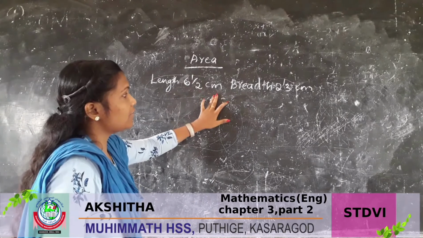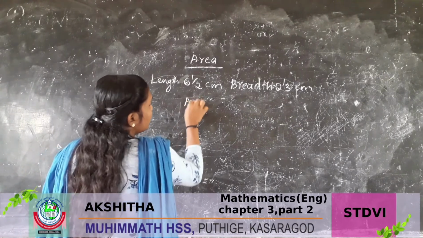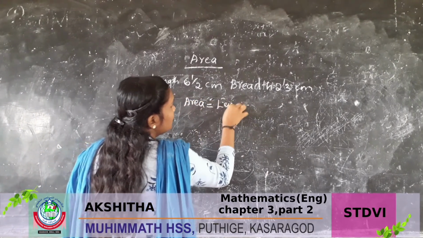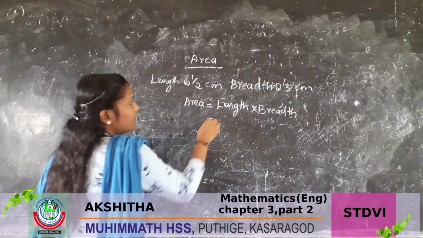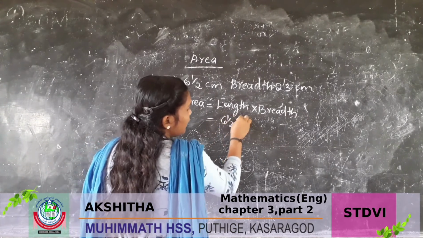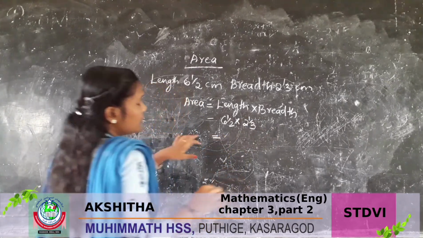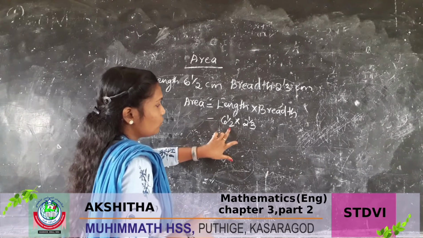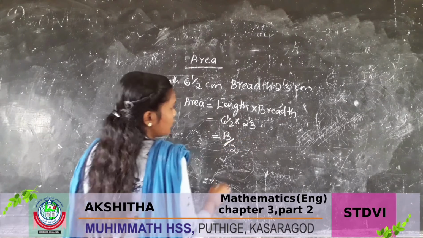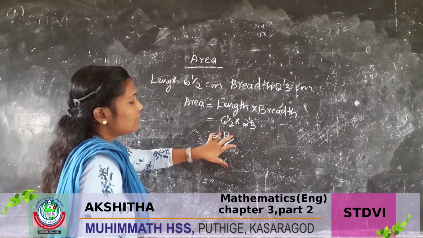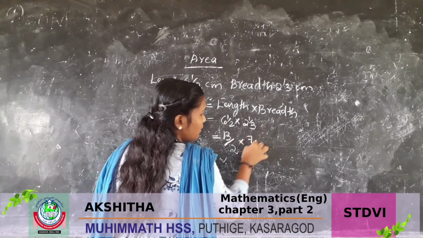Let us find out the area of the rectangle. Length 6.5 centimeter. Breadth 2 1 by 3 centimeter. Let us find out the answer. We already know that area is equal to length into breadth. So answer, 6.5 into 2 1 by 3. How can we write this? 6 into 2 12. 12 plus 1, 13 by 2. 3 into 2 6. 6 plus 1 7. 7 by 3.